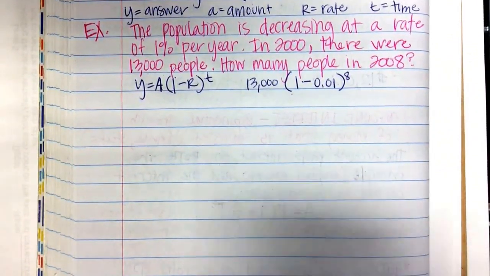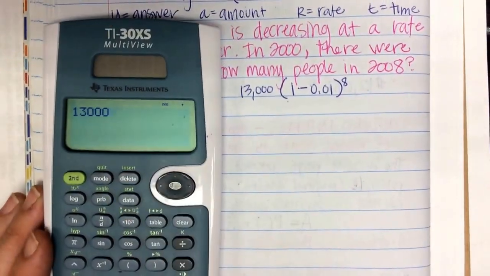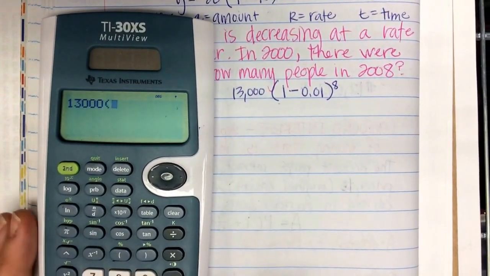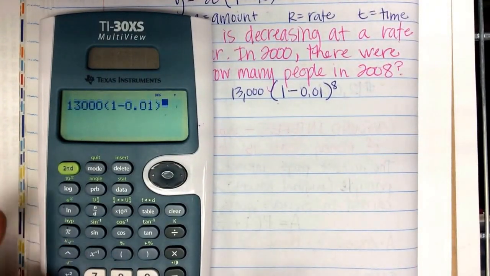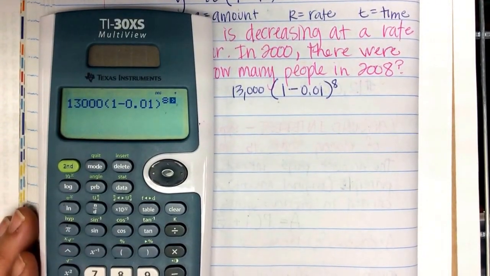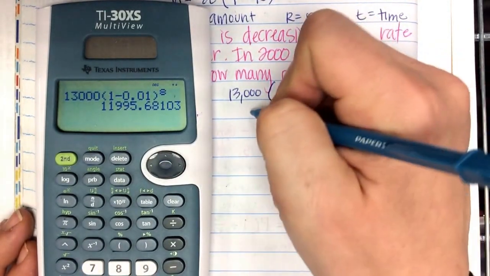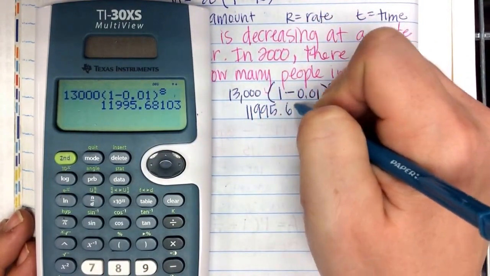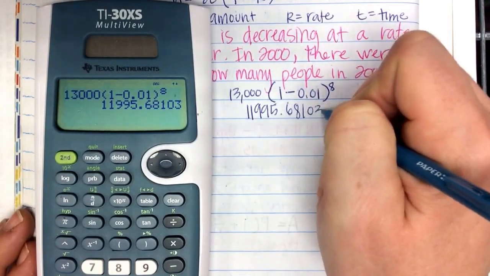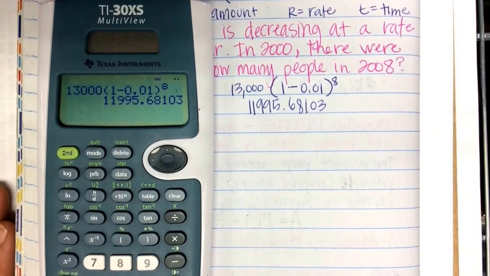So the hardest part is substituting. 13,000 times 1 minus 0.01 to the power of 8. I write down 11995.68103. Well, I mean, that's what my calculator says, but what does that answer mean?